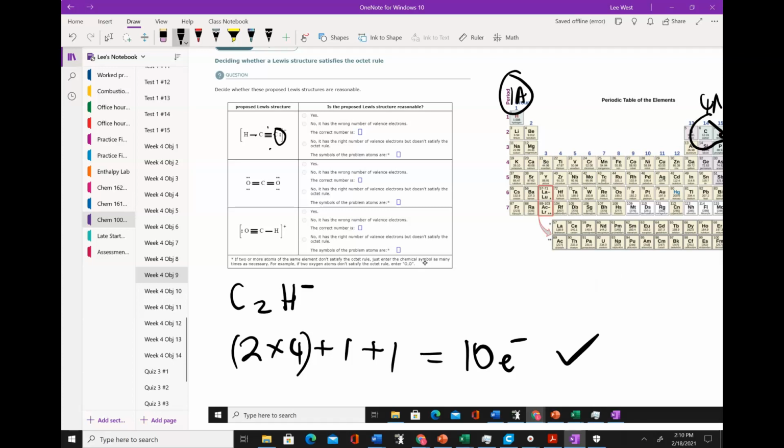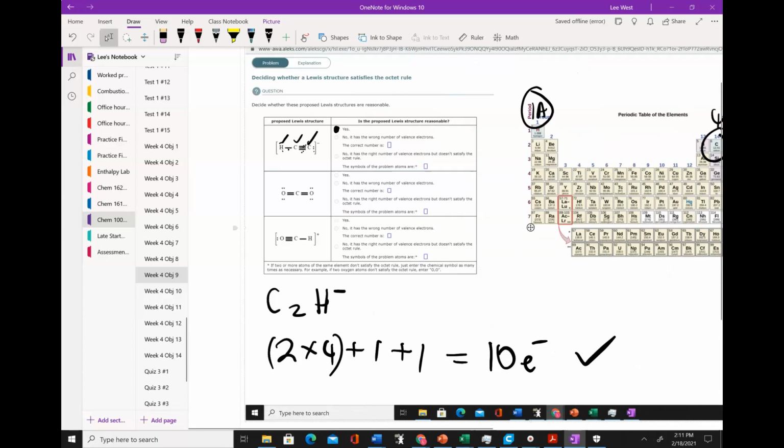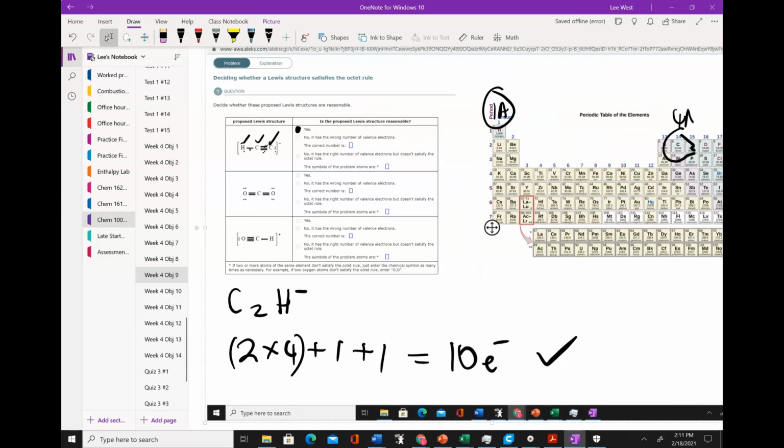Now I have to check that every atom has a noble gas configuration. So hydrogen wants 2, and anything that's not hydrogen wants 8. The hydrogen has 2, that's correct. This carbon in the middle, we've got 2, 4, 6, 8, so that's correct. And then this carbon on the end, we've got 2 for the lone pair, and then 4, 6, 8 counting off the bond, so that guy is correct. So this is a good Lewis structure. Okay, so we can move on to the next one.